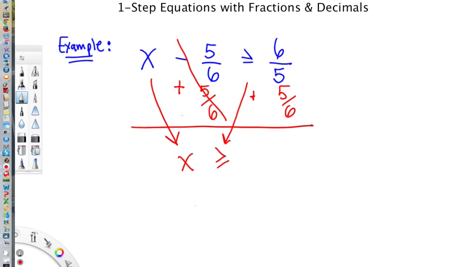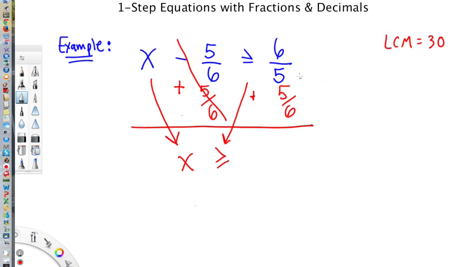And, oh, look at this. I have 6 over 5, and I'm trying to add 5/6 to it. Well, let's see if I can come up with an equivalent. I should have done this to begin with, but it's not too late. I can go off here to the side and say, okay, what is a common denominator between 5 and 6? And the LCM is going to be 30.